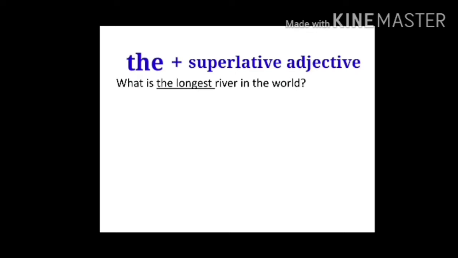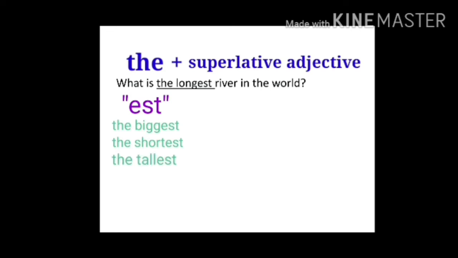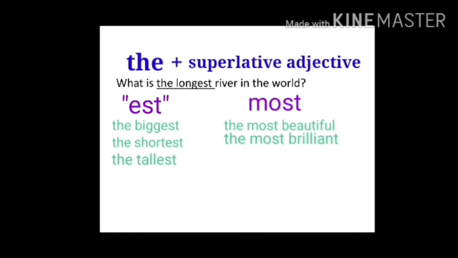These are adjectives that end with letters est. For example, the biggest, the shortest, the tallest, etc. Superlative adjectives are also adjectives that start with the word most. For example, the most beautiful, the most brilliant, the most difficult, etc. Quite easy, right? Okay, next slide.